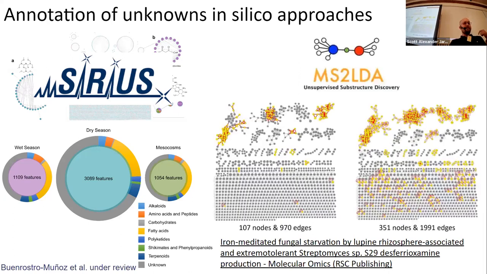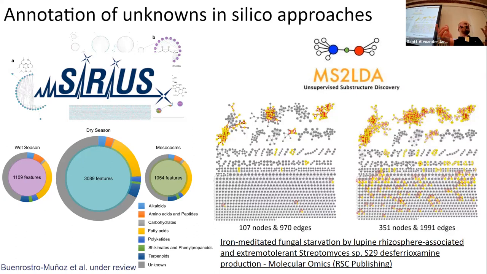I think on Thursday, maybe tomorrow, Justin's going to talk about MS2LDA. This is a substructure discovery tool, and in the siderophore study, the molecular network on the left is without MS2LDA, and the highlighted nodes are nodes that I annotated or GNPS annotated. So we were able to annotate 107 nodes in that study, all as siderophores. I think 50 or 60 were new.